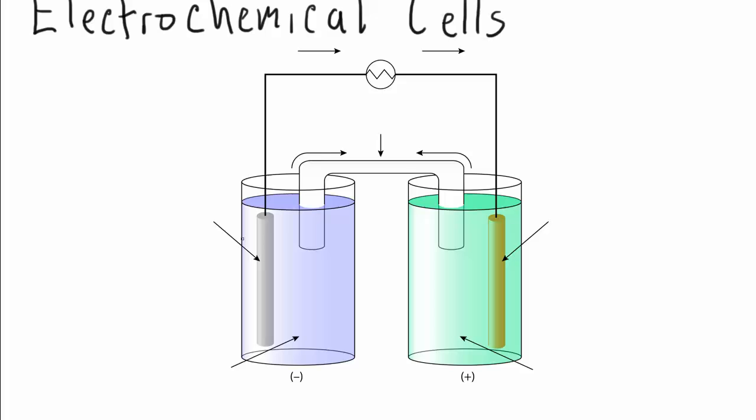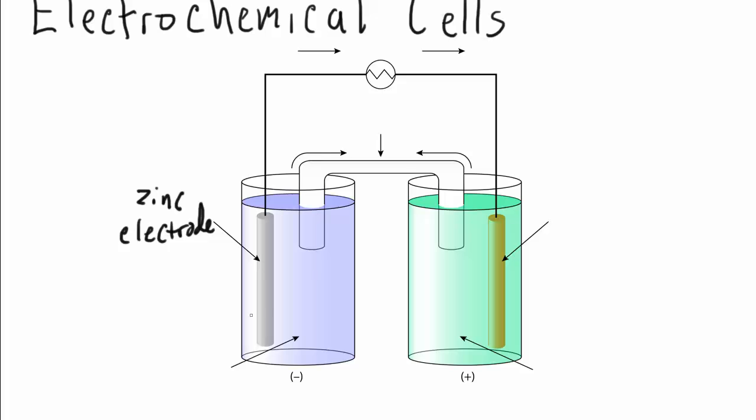So let's just get some chemistry going. See this gray metal bar right here? We'll say that that's zinc. And so these bars of metal in these cells are called electrodes. So this is the zinc electrode. That's an important term, electrode.